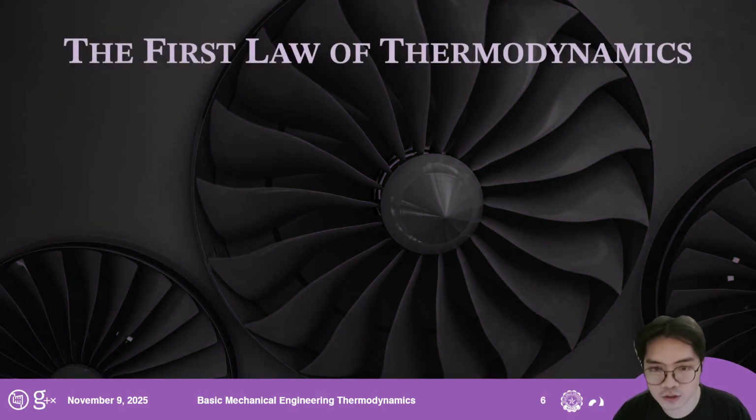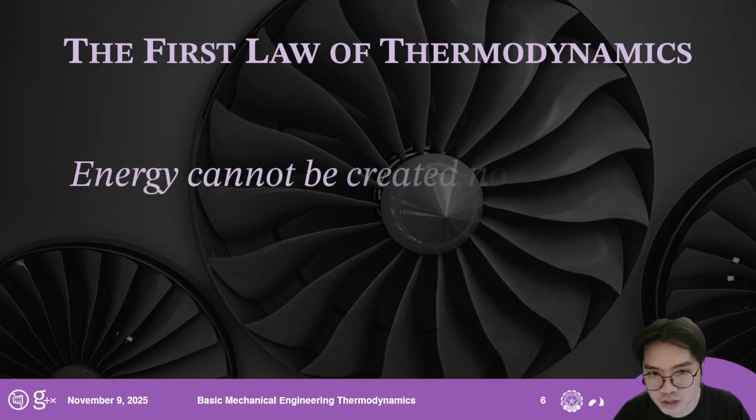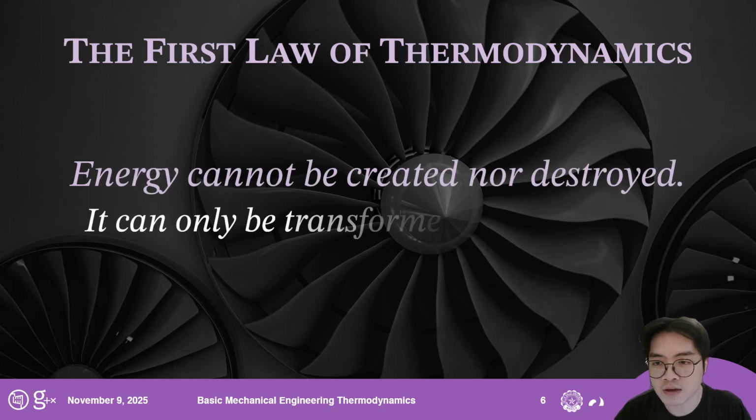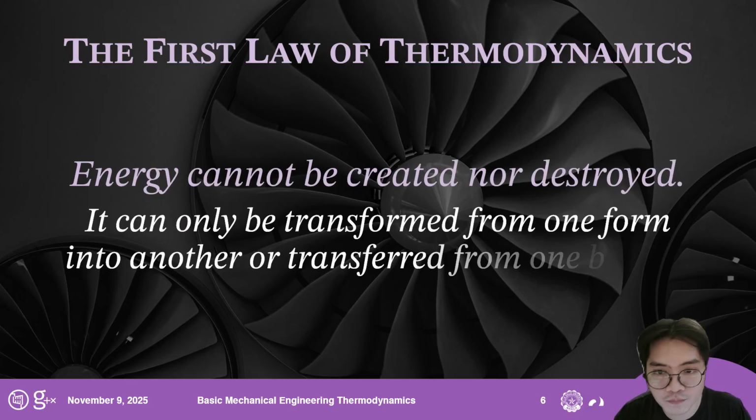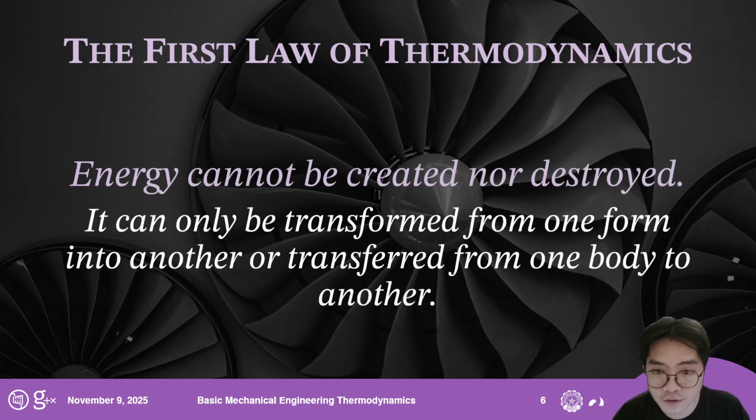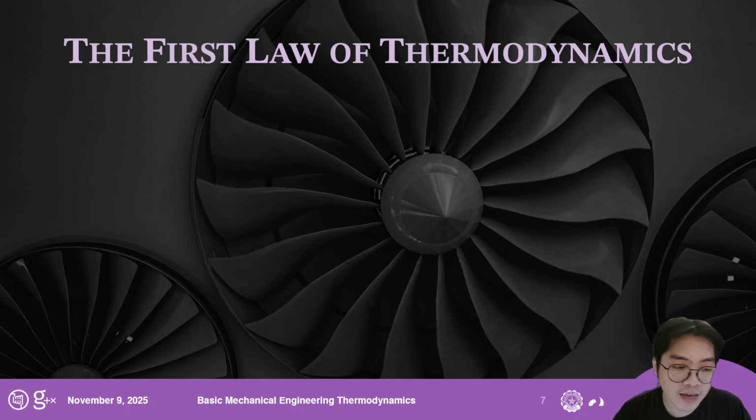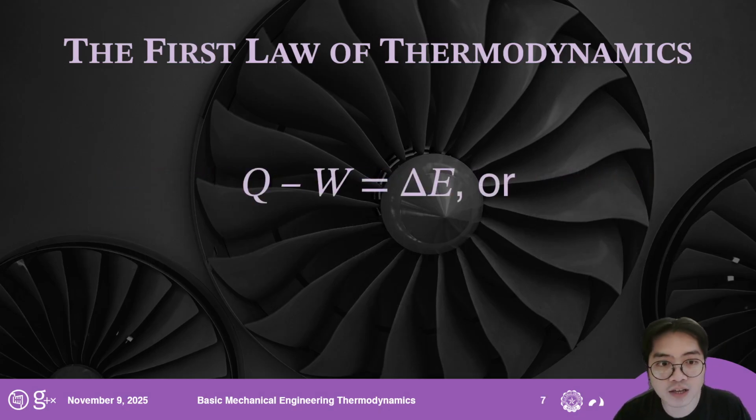Speaking of, the first law states that energy cannot be created nor destroyed. Of course, we know this. It can only be transformed from one form into another or transferred from one body to another. In math terms, you can say Q minus W is equal to delta E. Right?